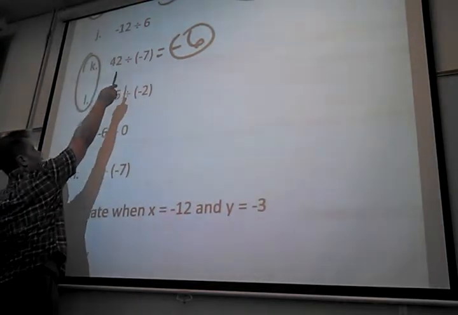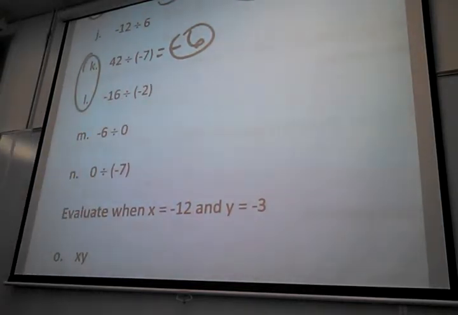Will anybody kill that negative on the 7? Is there another negative to kill it? 42 divided by 7 is 6. 42 divided by negative 7 is negative 6. So what you just said was actually perfect.